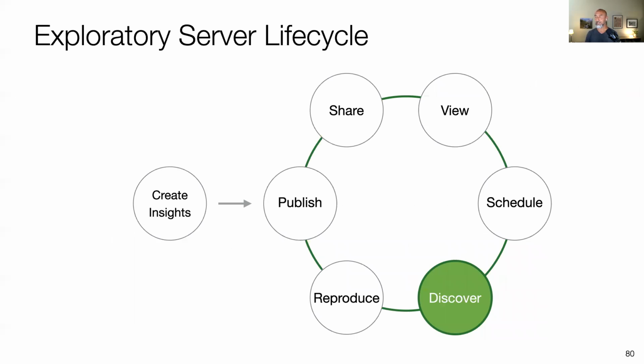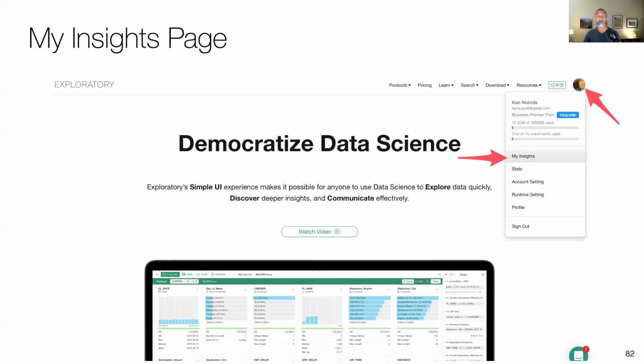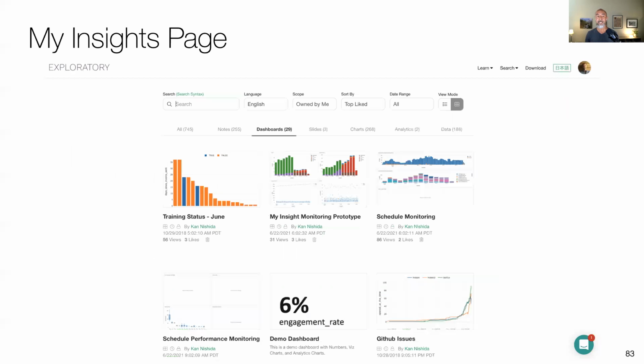And the next topic, the discover. So you have published many data and insights at the server. And then you start saying, hey, where are those reports? Where are dashboards? How can I find them? The easy way, as I've already demonstrated today, is you go to the Exploratory page, under the user icon, there's a My Insights menu. Click on this, and then it lists all the insights and data that you have published so far.